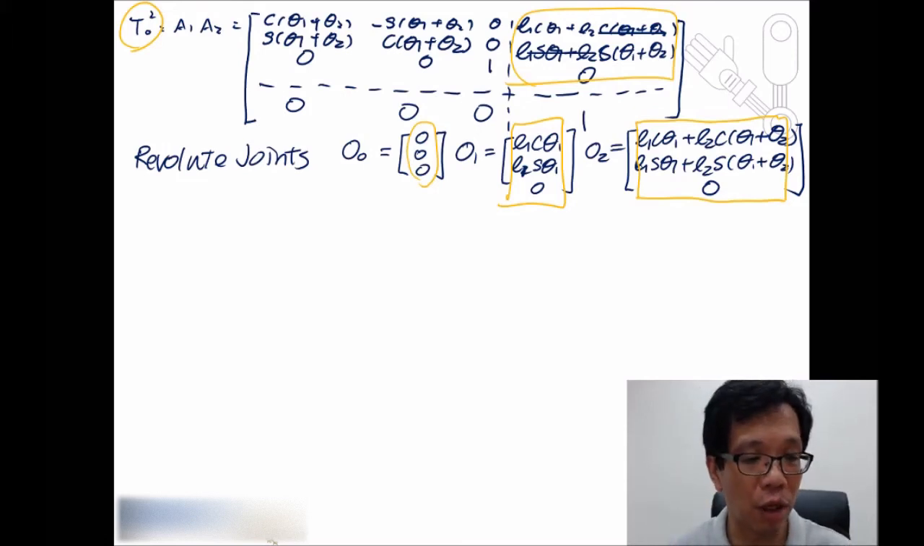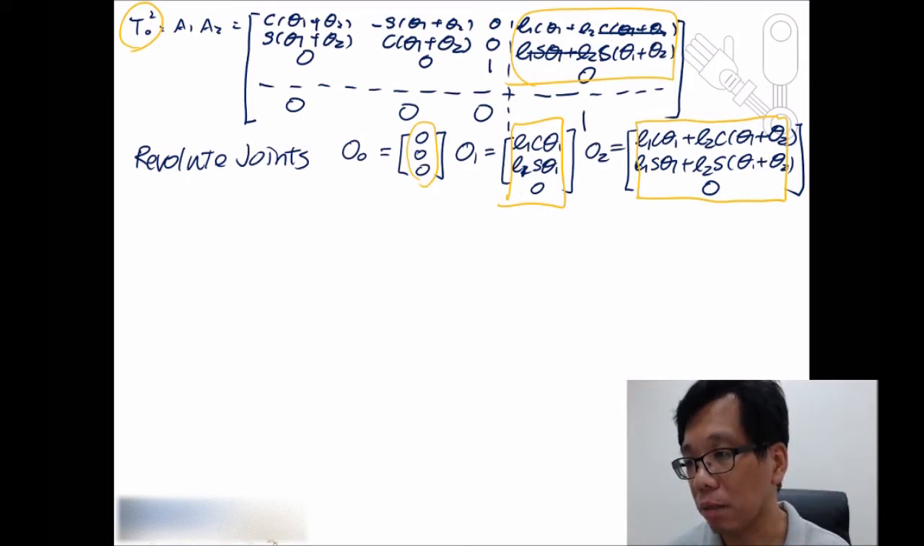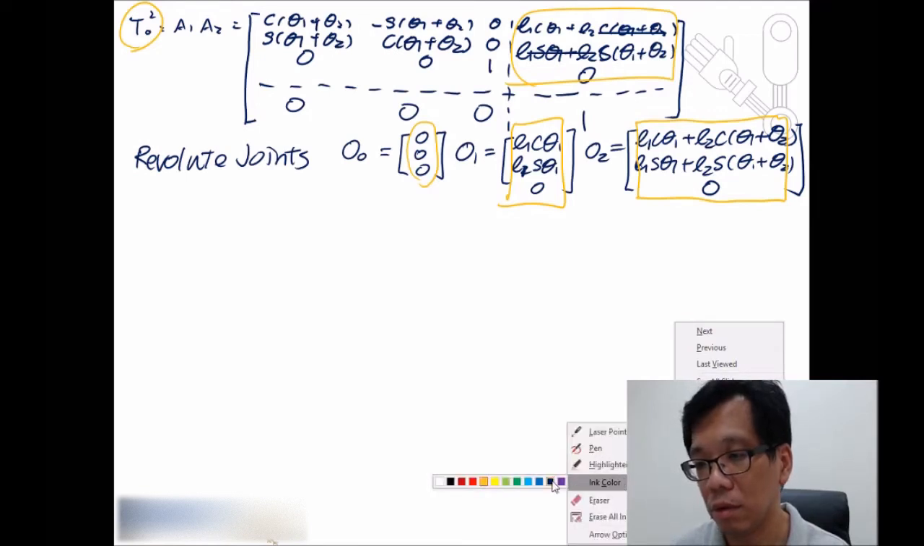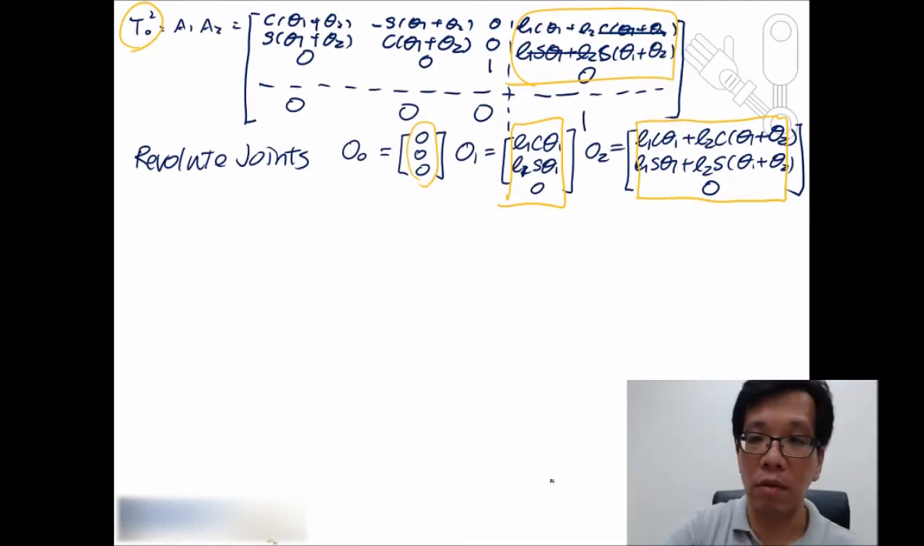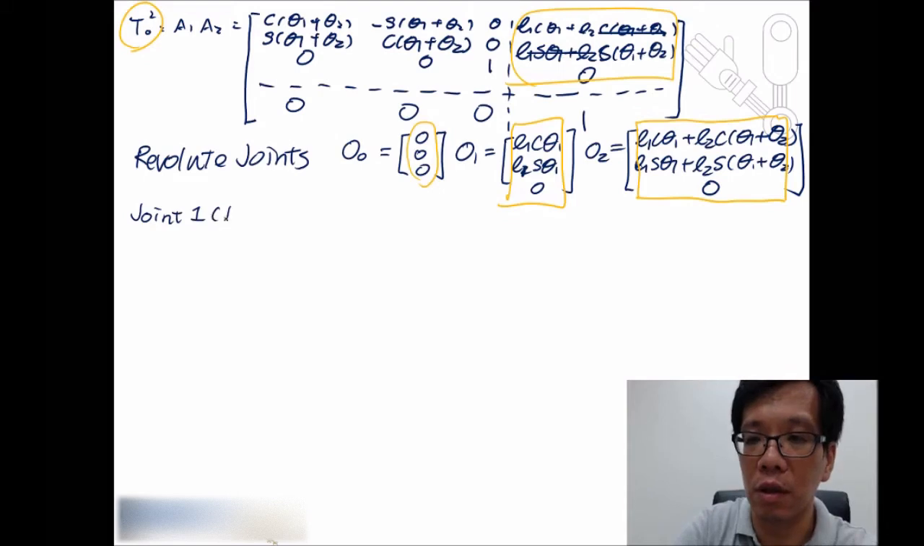Once those information are identified, the second thing we want to do is to find out how we're going to generate JV and J omega. Let me change my color back to blue. So joint 1, which is revolute.